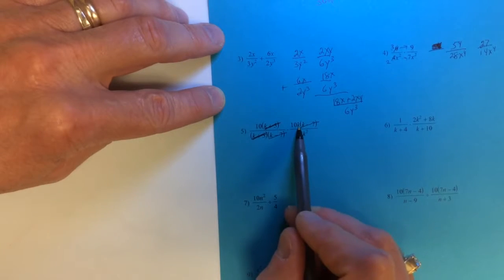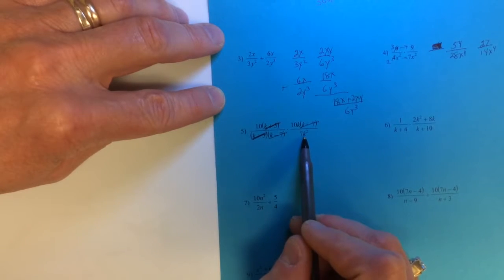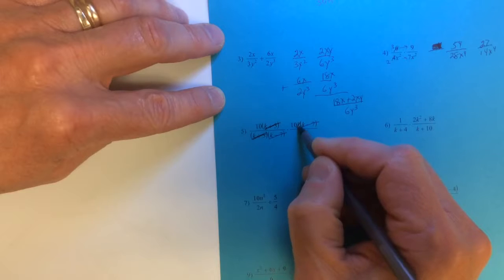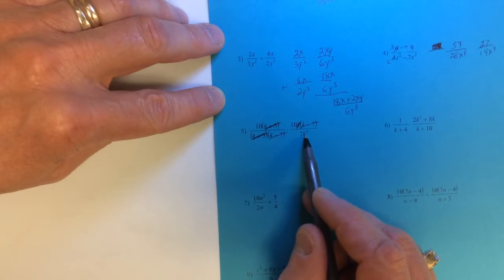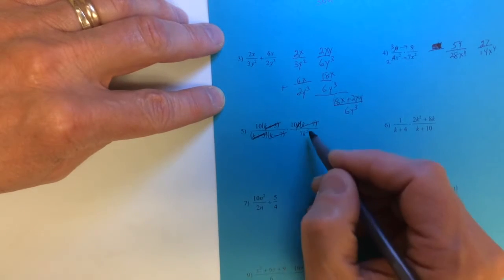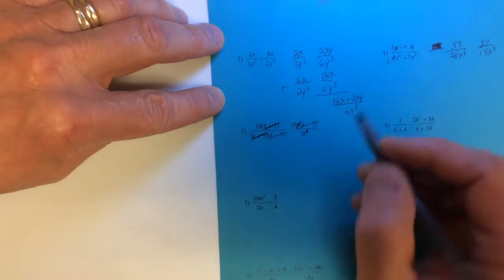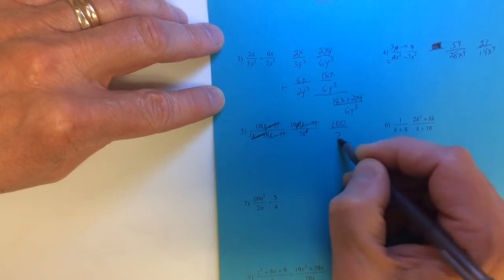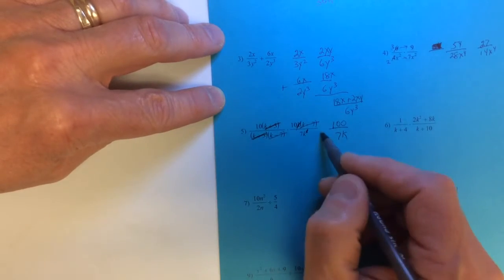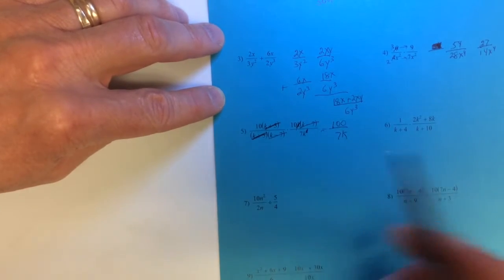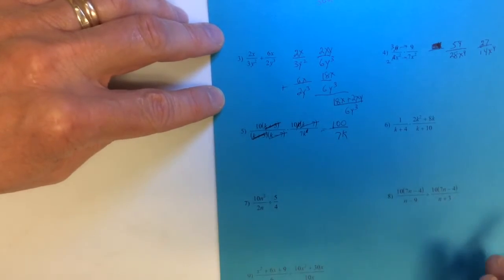This k here, and this is k squared, so I can cancel 1k out of here and 1k out of there. So if I cancel a k out of there, I just leave me with k instead of k squared. So what's left is 10 times 10 is 100 over 7k. Last thing I look at is, can I reduce that? And I can't. 7 does not go in 100 evenly.